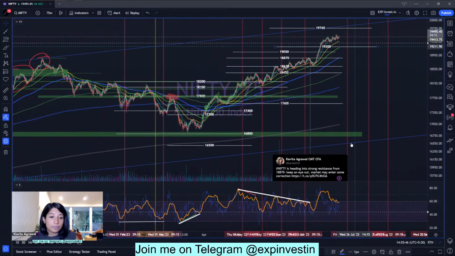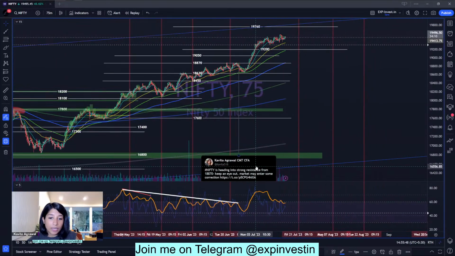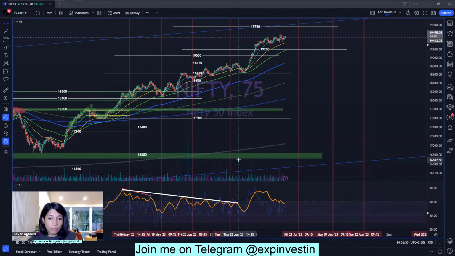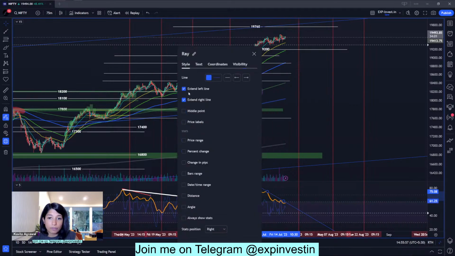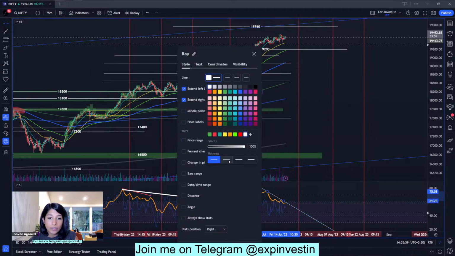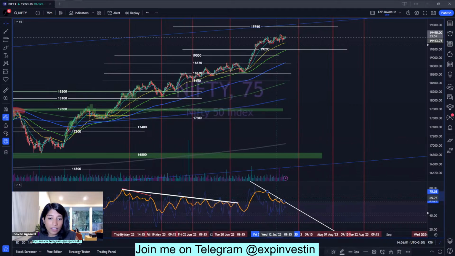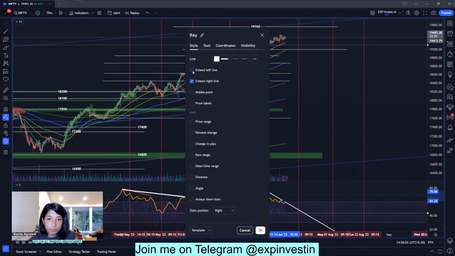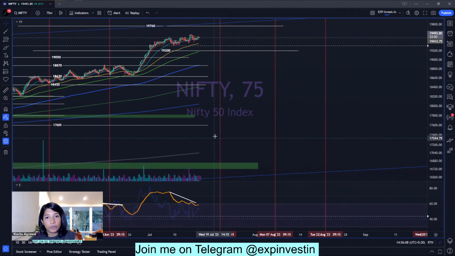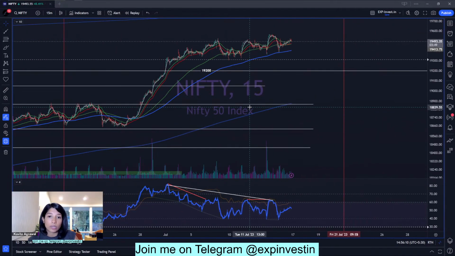On the 75-minute time frame also, if you see, you will be able to notice a negative divergence forming. So we have negative divergence coming in from the 15-minute time frame and the 75-minute time frame already. Still no reason to believe that the trend is going to reverse. The trend does look like it is halting.